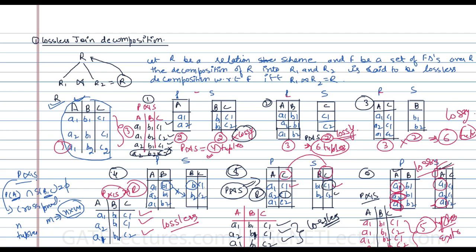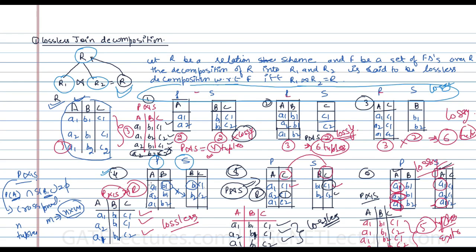Okay, now if you check all the 6 examples which I have taken, in these cases we are always getting a lossy decomposition. But our aim is to decompose a relation into 2 tables in such a way that if you combine these 2 tables, then you should get the original table. Okay, you should get the original table. So in this case you can see this is the relation P and this is the relation S.